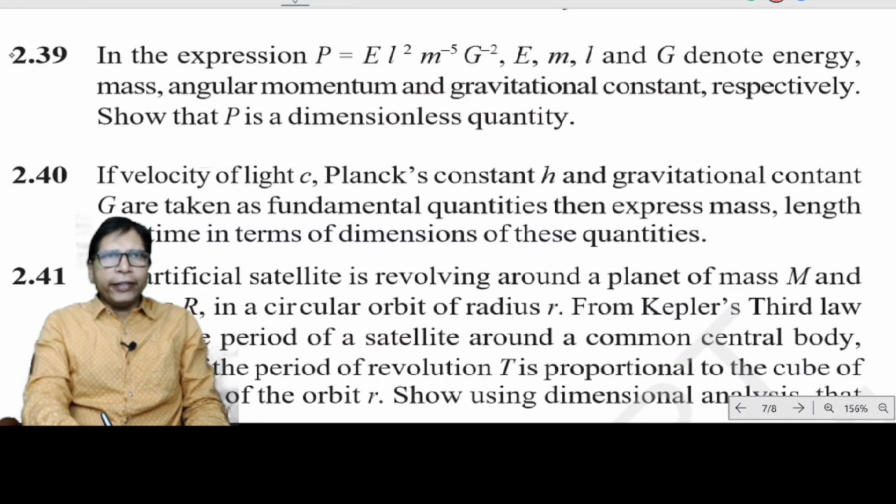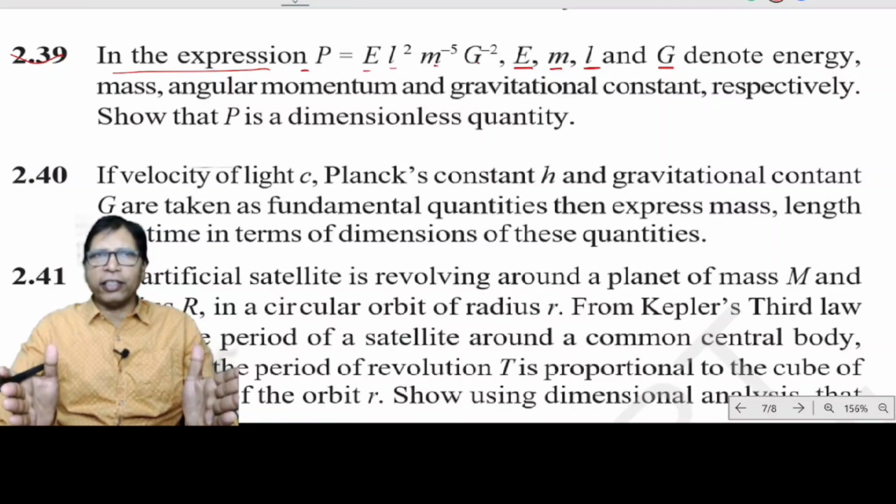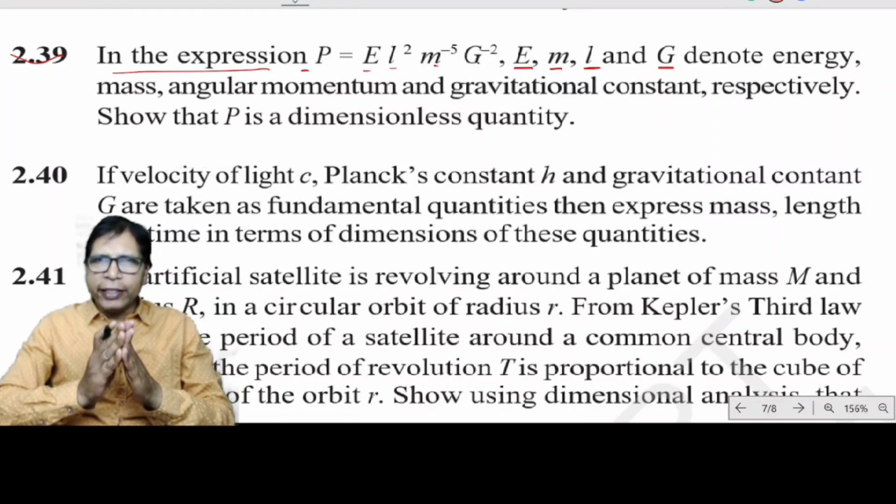Now 2.39. In the expression P equal to alpha L square M to the power minus 5 G to the power minus 2, E is the energy, M is the mass, L is the angular momentum, G denotes the gravitational constant. So that P is dimensionless.